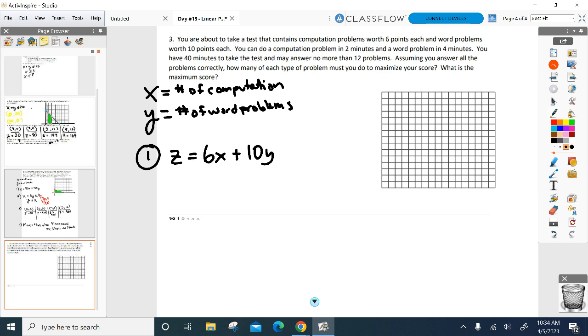I don't have unlimited problems and time to get the highest score ever. There are restrictions. Let's start with the time. 2 minutes for a computation, 4 for a word problem, but you only have 40 minutes. Can you come up with an inequality there? Total, you can't do more than 40.